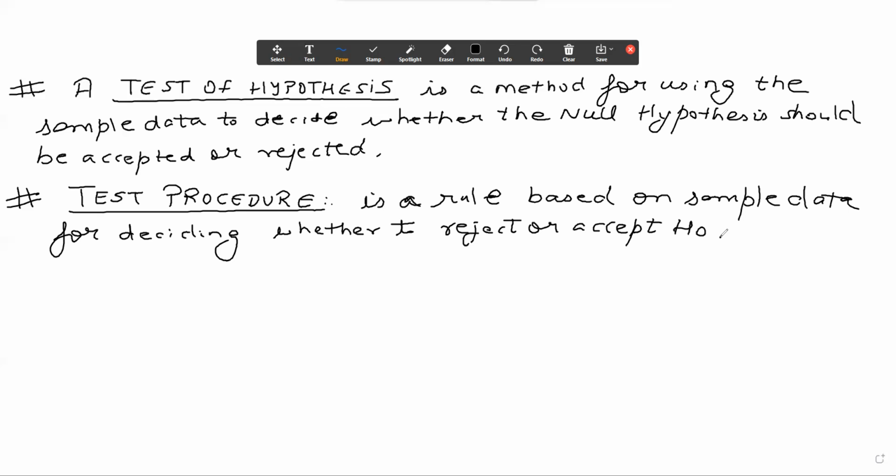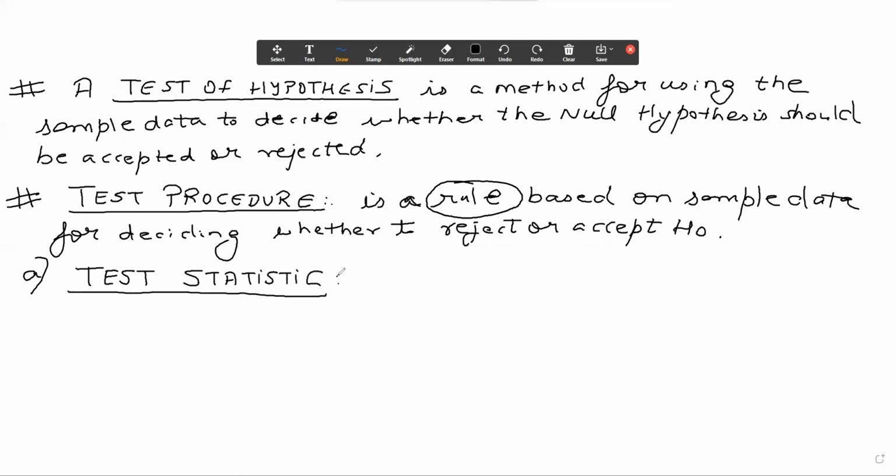So when we talk about a test procedure, it will be a rule. Now in a few minutes, you will also see the rules, okay? But a test procedure is a rule which is based on the data collected from the sample, which will be used to decide whether we should accept or we should reject the null hypothesis. What should we do? So everything will be based on this rule. Okay, so now a test procedure consists of the following. So a test procedure consists of a test statistic.